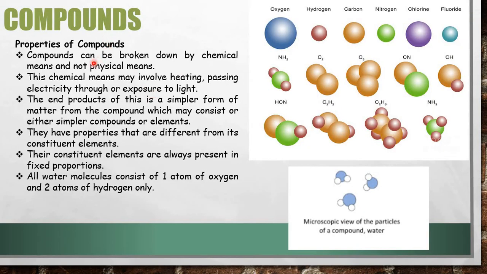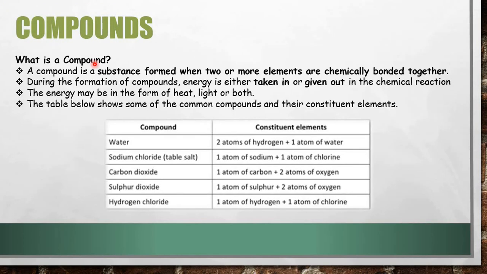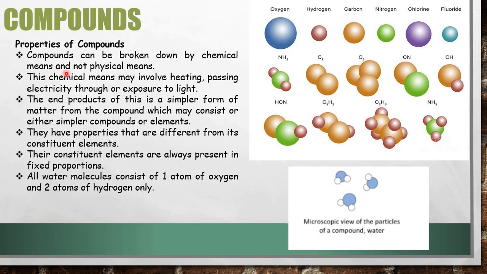Properties of compounds. Compounds can be broken down by chemical means and not physical means. You must use a chemical method to break this compound. This chemical means may involve heating, passing electricity through, or exposure to light. The end product of this is a simpler form of matter.